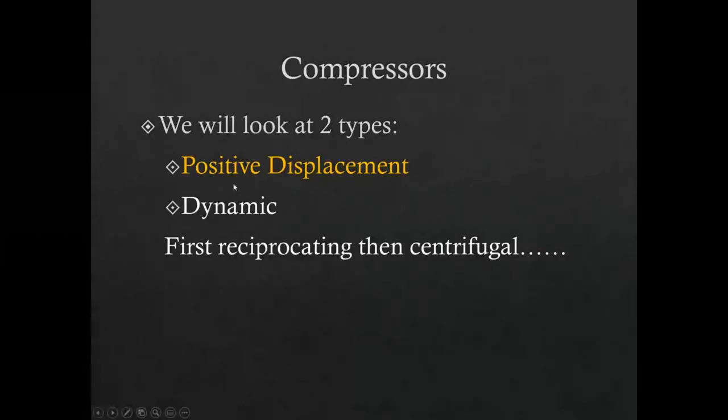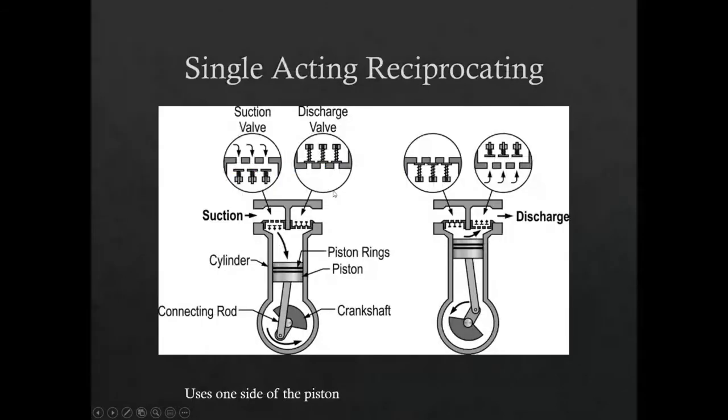So we look at two types. First type we'll look at is positive displacement type pumps, which is what a reciprocating compressor is. And then we'll look at a dynamic style compressor, which is another word for a centrifugal pump. So we'll look at them in two separate sections.